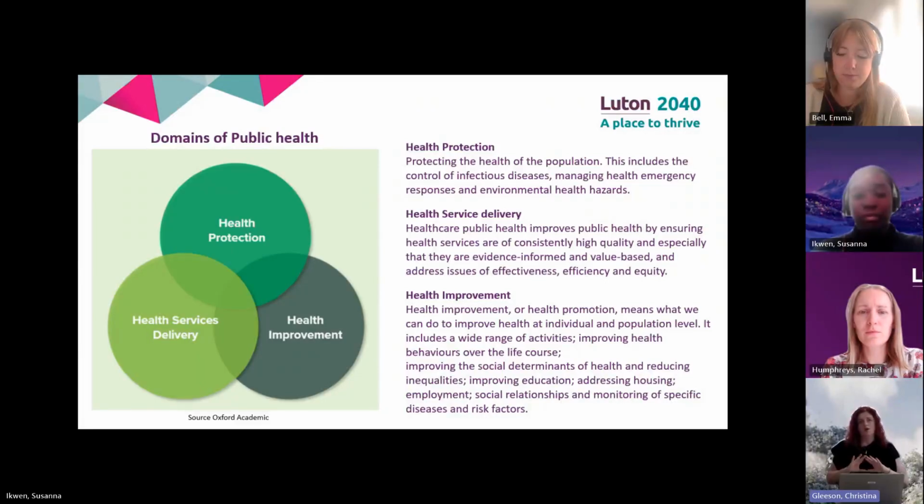And then it's quite far-reaching as well. So it's all about what determines health. You have your social determinants of health. You want to look at housing, you want to look at employment, social relationships, as well as monitoring specific disease risks within those populations. So public health is quite far-reaching, but health protection in itself is quite far-reaching as well. So moving on then.